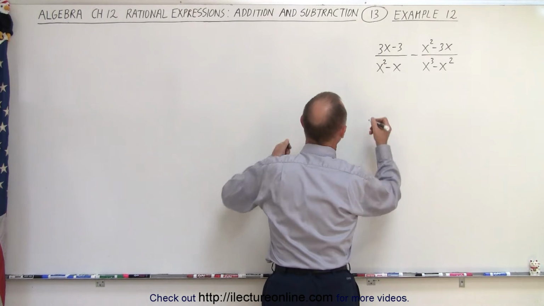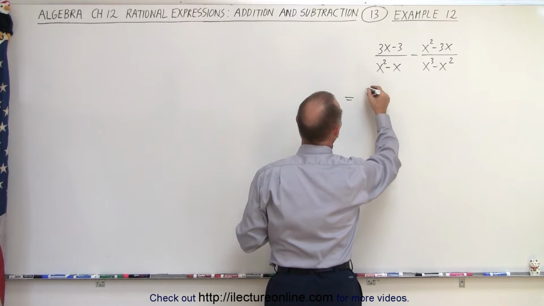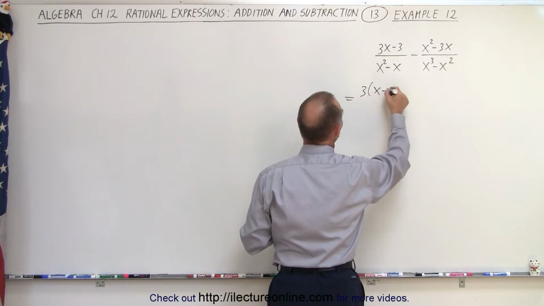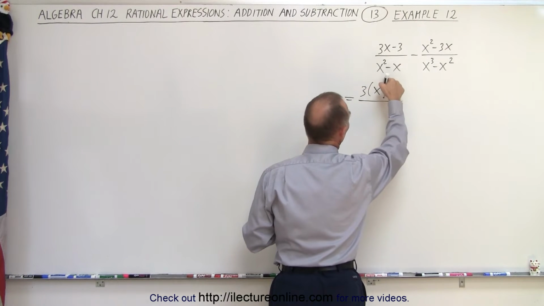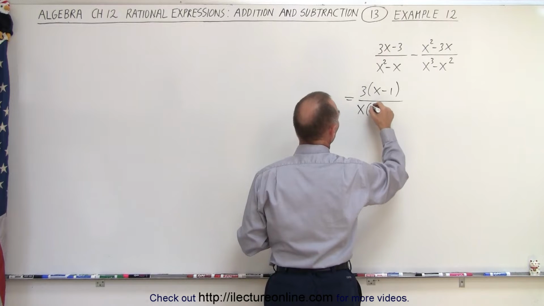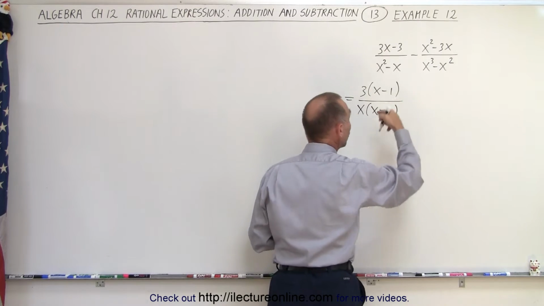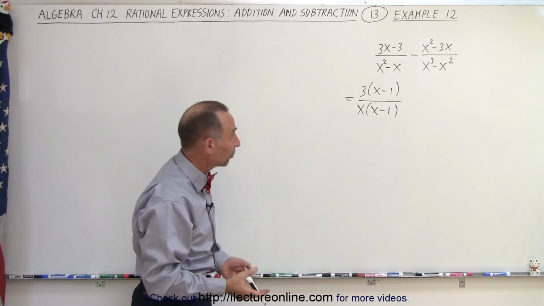I'm going to factor the numerator and the denominator in each case, so we end up with 3 times x minus 1 divided by, when I factor out an x, I get x times the quantity x minus 1. And notice the x minus 1s will cancel out.